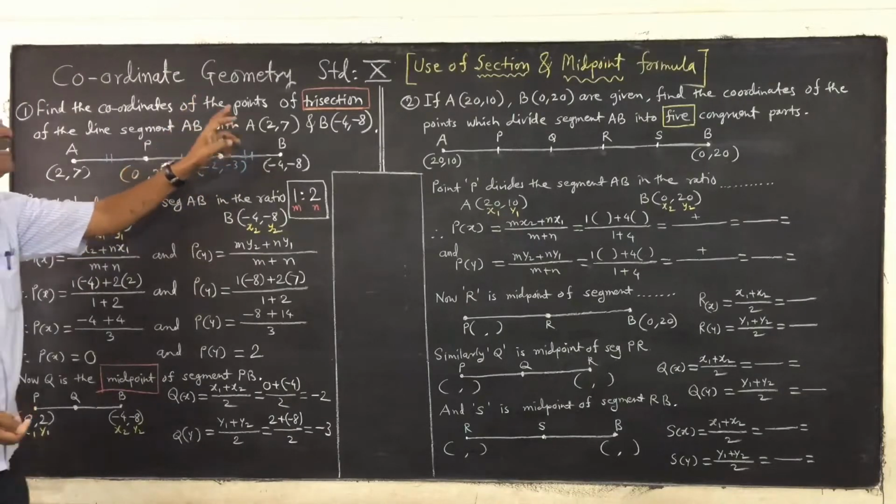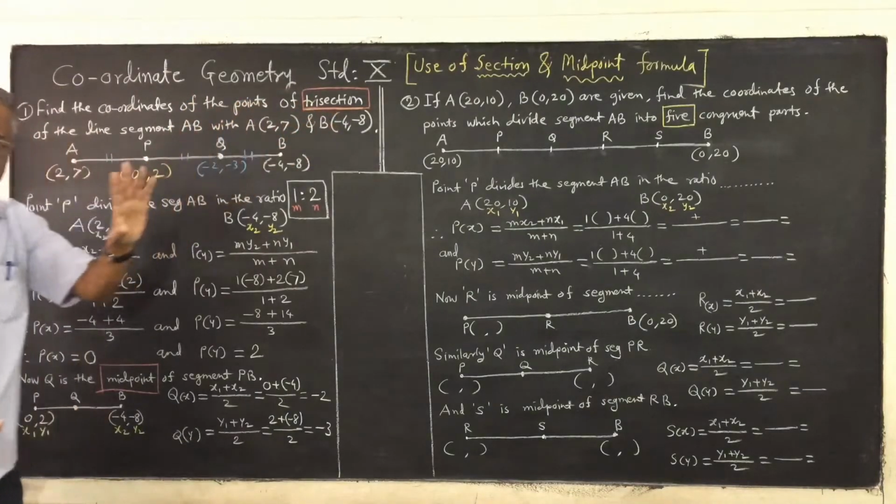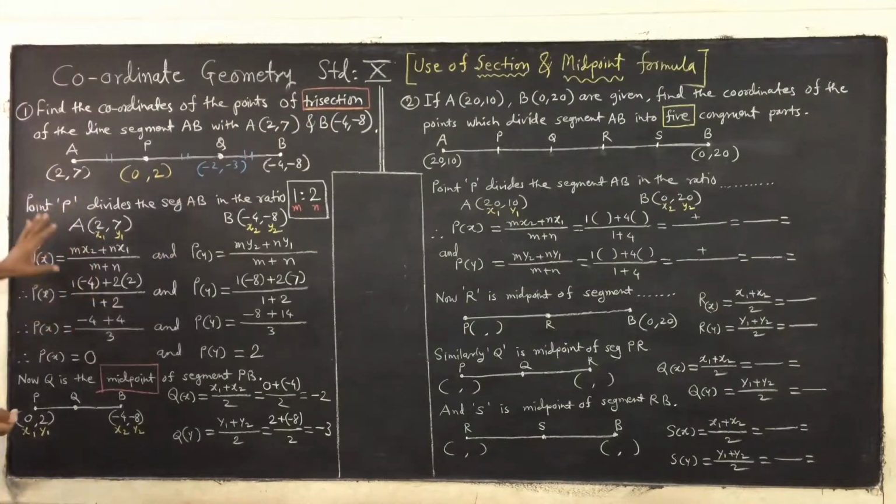And segment is trisected there, but we are using both formulae. What is the first formula? Section formula. After that, midpoint formula. So this is very typical example for you.